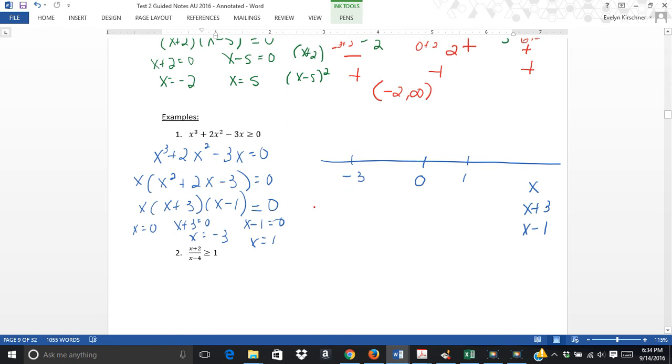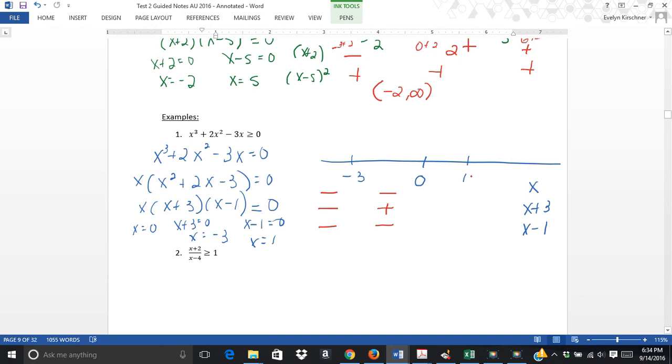So I'm going to pick a number less than negative 3, so I'm going to look at negative 4. Well, that's just negative, right? Because this is negative 4. Negative 4 plus 3 is negative 1, so that's negative. And negative 4 minus 1 is negative 5, which is negative. Now I'll look at a number between 0 and negative 3. I'll pick negative 1. Well, I plug in negative 1, that's negative. Negative 1 plus 3 is 2, so that's positive. And negative 1 minus 1 is negative 2.